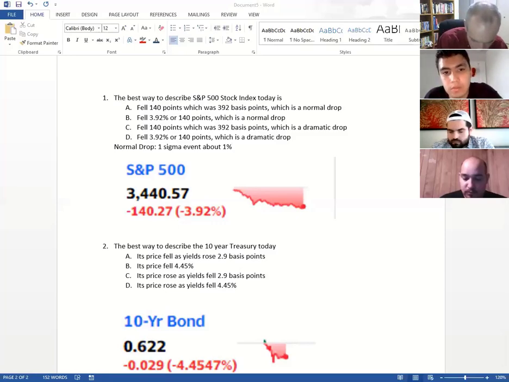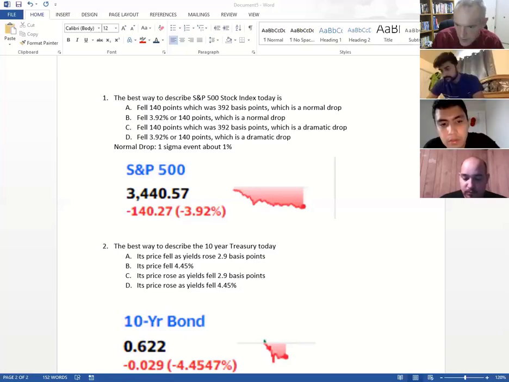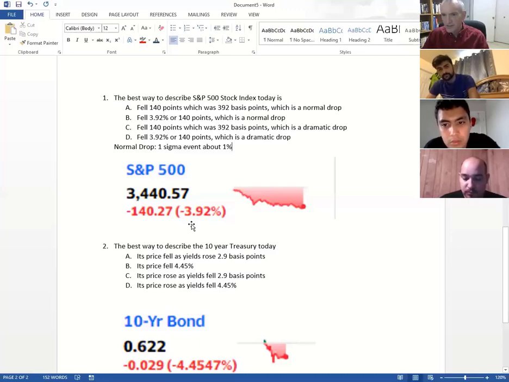Let's see. Equal norm dist 4. It happens like once every 100 years. Now I know it happens more often than that, but the markets have fatter tails than what the statistics say. So can you say this is a normal drop or dramatic drop? Dramatic. Definitely dramatic, right?